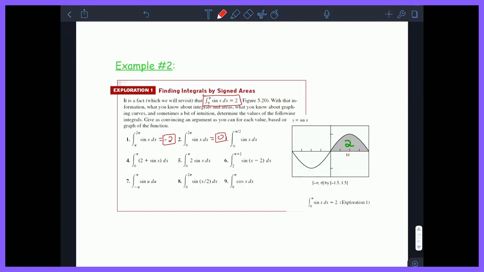Well, pi over 2 is right here. So I know that the integral from 0 to pi over 2 is going to be exactly half of the integral from 0 to pi. And so I know that this is going to be 1.